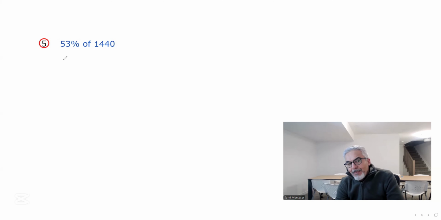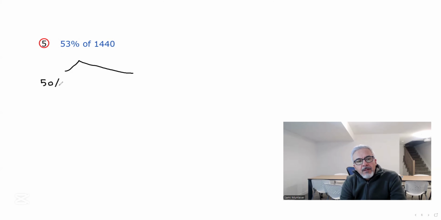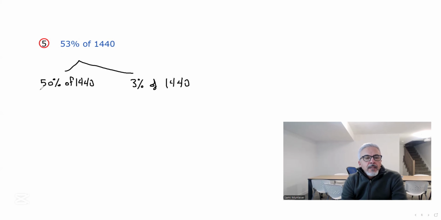And now it's 53% of 1,440. The best way to do this is to split it up into 50% of 1440, and then 3% of 1440. Now 50% of any number just means half of that number, and this is going to be 720.